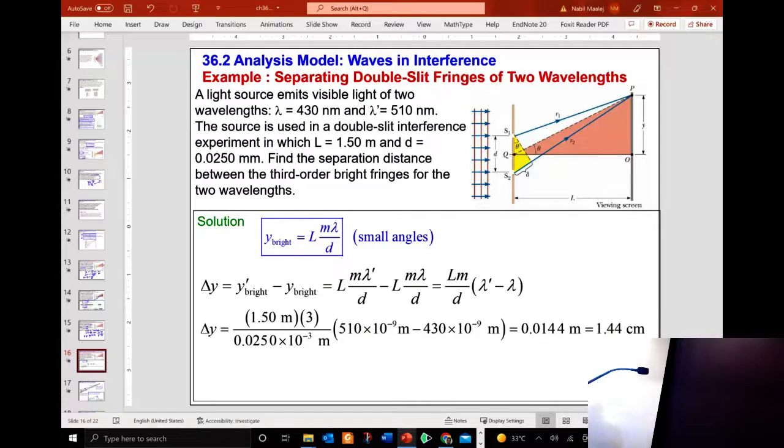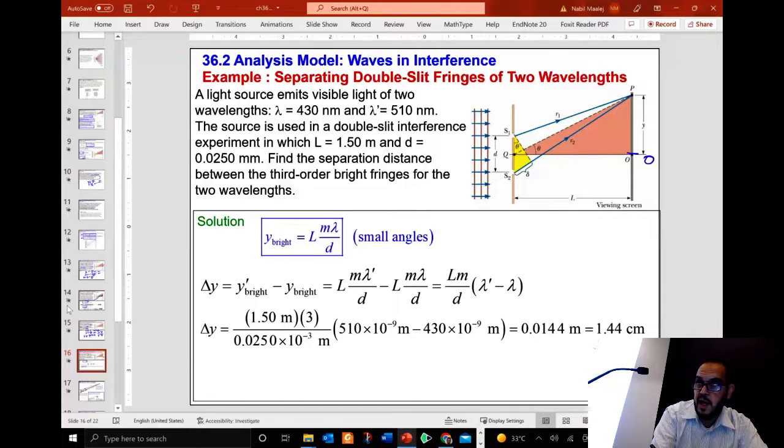Notice that these are not at the same time. You cannot have lambda and lambda prime at the same time. So you have lambda, and you get fringes due to lambda, which is 430 nanometers, and you determine the position of the third order fringe. Remember, for the third order bright fringe, you start with 0. The first order is here, m is equal to 1. This is the second order, m is equal to 2. The third order, m is equal to 3. But notice it's the fourth bright fringe if you count the one at the center.